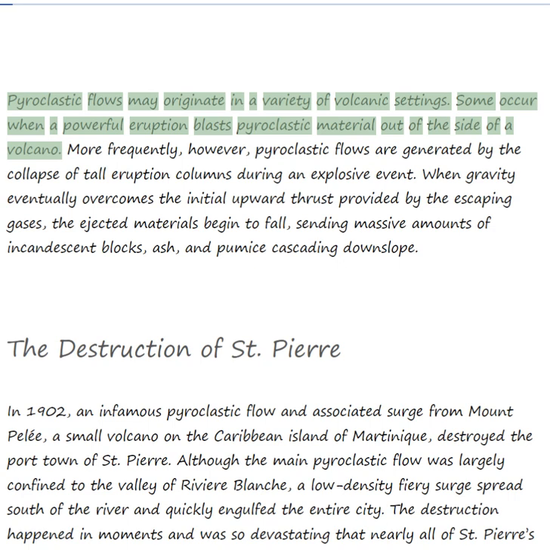Pyroclastic flows may originate in a variety of volcanic settings. Some occur when a powerful eruption blasts pyroclastic material out of the side of a volcano.